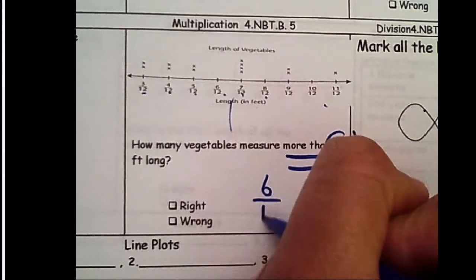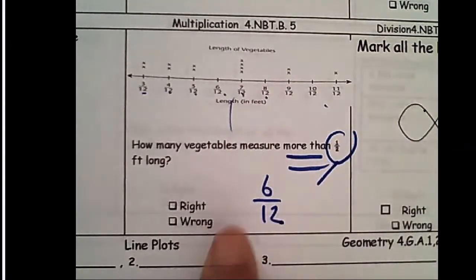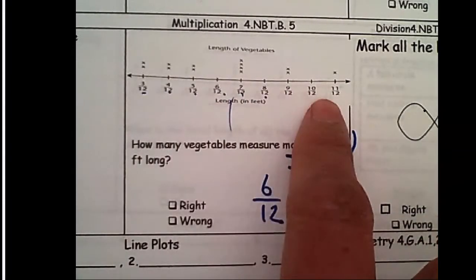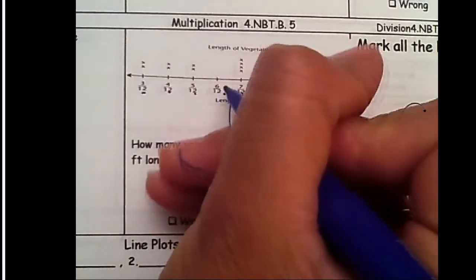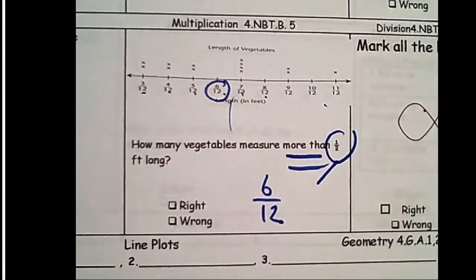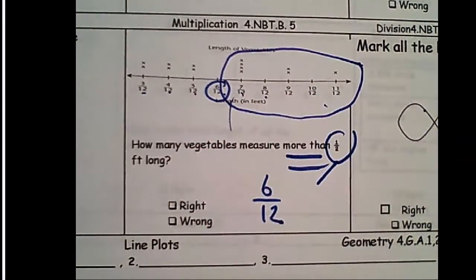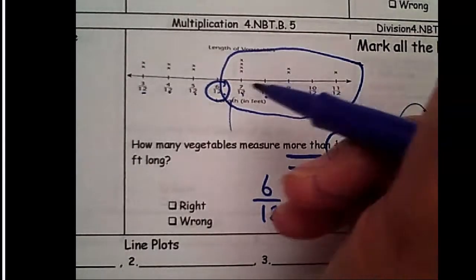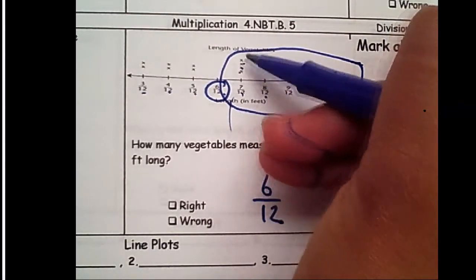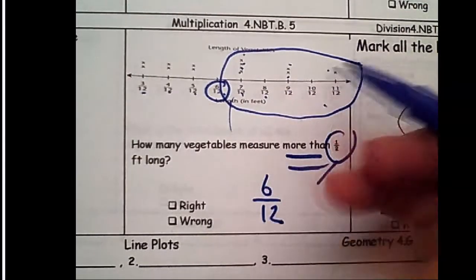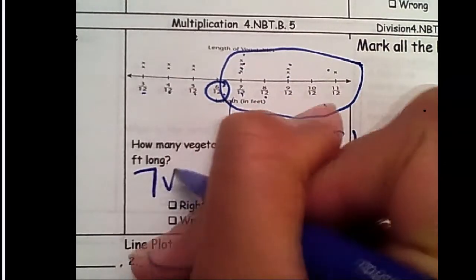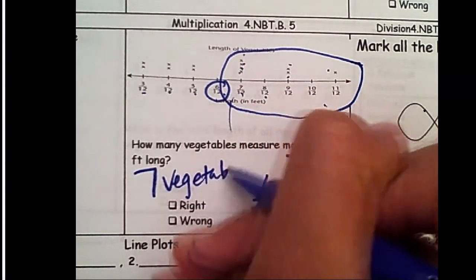So 6/12 is going to be the half point over here, and that would be over here. I'm going to circle it, 6/12. Now I'm looking for all the vegetables that are more than a half. So that means all of these vegetables over here. So now I'm going to go ahead and count them so I can find the number. So I have 1, 2, 3, 4, 5, 6, 7. So I have 7 vegetables that measure more than a half.